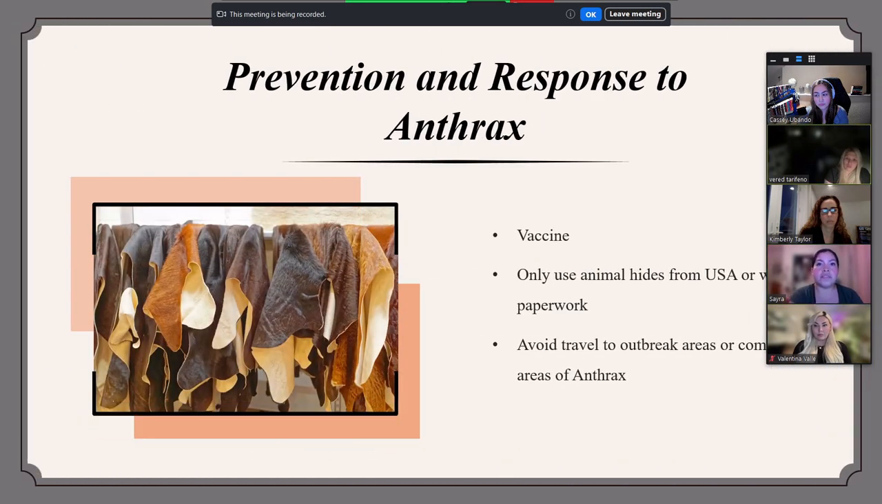Vaccine is only advised for those who are at risk of contracting it, like lab workers, people who handle animals or animal products, and members of the U.S. military. It is a series of 5 shots over 18 months and an annual booster.